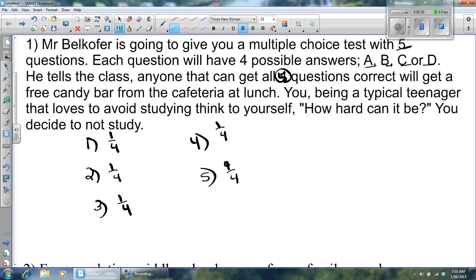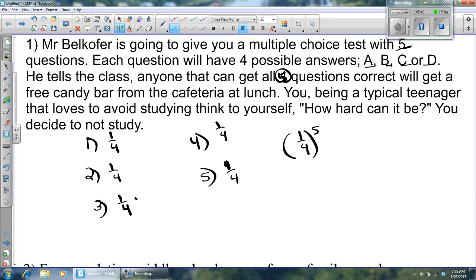So you have all these 1/4s. According to the fundamental counting principle, you can multiply them all together: 1/4 times 1/4 times 1/4 times 1/4 times 1/4. This is where Corvus figured out that instead of doing that, I could just do 1/4 to the fifth power.